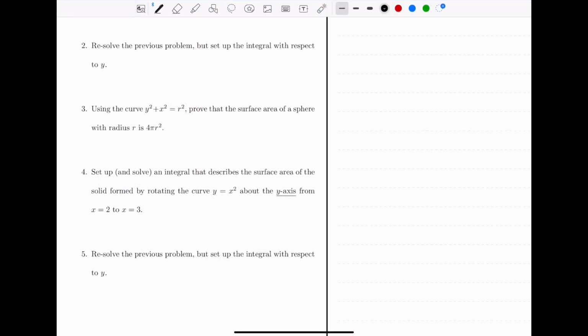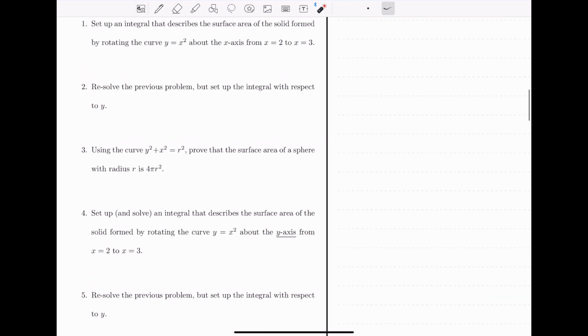Finally, let's work through examples 4 and 5. We're going to be solving the same surface area for both these examples, but for example 4, we'll set up an integral with respect to x. For example 5, we'll set up an integral with respect to y for the same surface area. So we want to describe the surface area from rotating the curve y equals x squared about the y-axis now, and we'll go from x equals 2 to x equals 3.